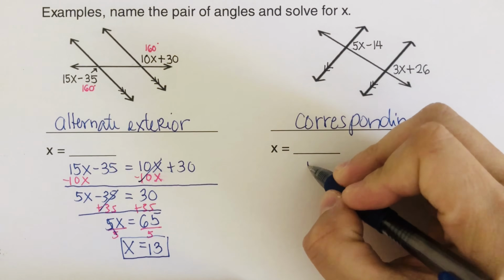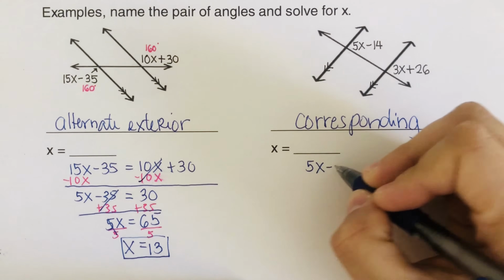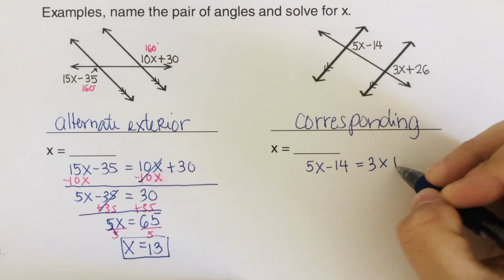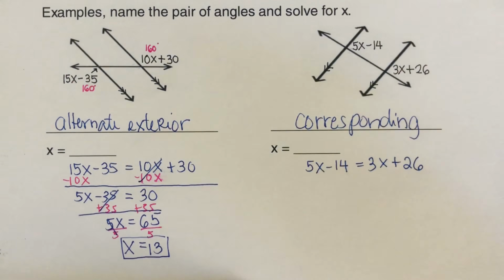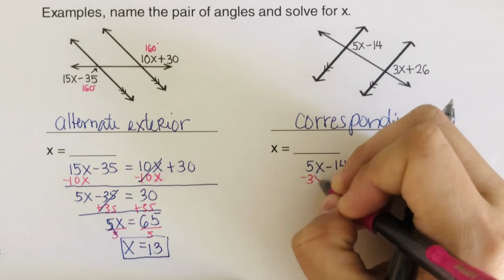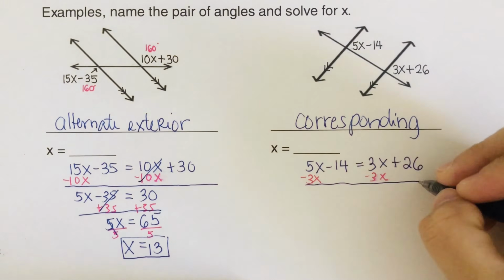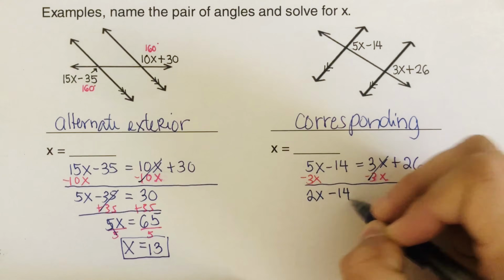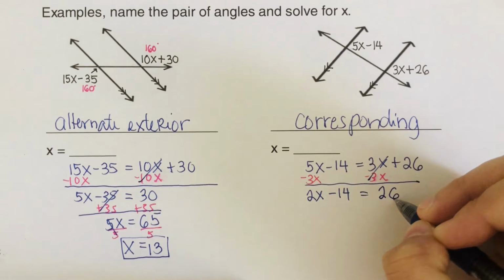So we go ahead and say 5x minus 14 is equal to 3x plus 26. So I subtract 3x from both sides, so minus 3x and minus 3x. So I am left with 2x minus 14 equals 26.